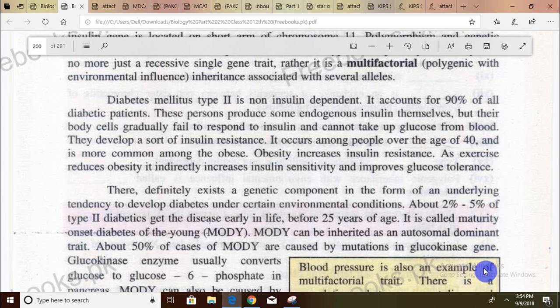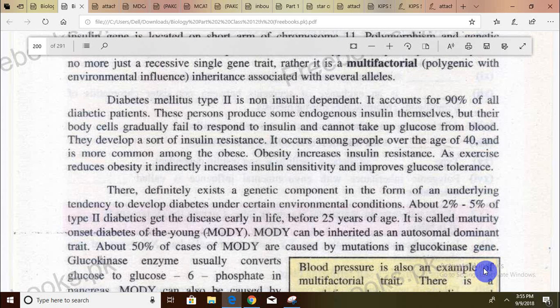Now about 2% to 5% of type 2 diabetes get the disease early in life, before 25 years of age. Interesting. And they are called MODY. But again, this is an important statistic, both the age factor and how many people out of that 90%. Not a lot, but definitely significant. And this is called maturity onset diabetes of the young. Right out, they're gonna ask for the complete name.